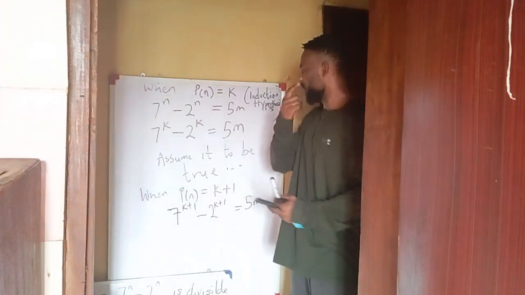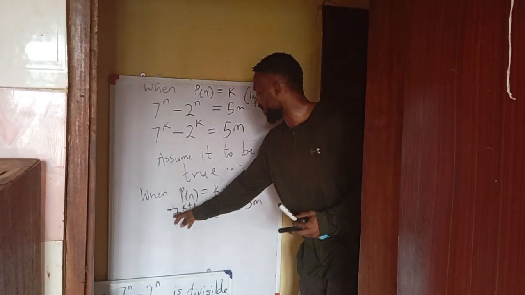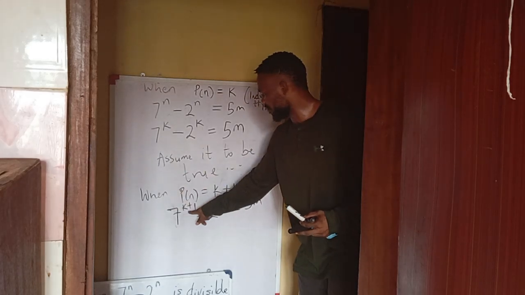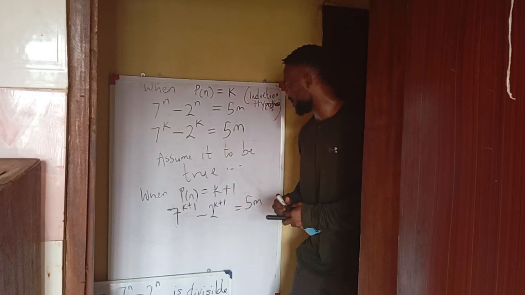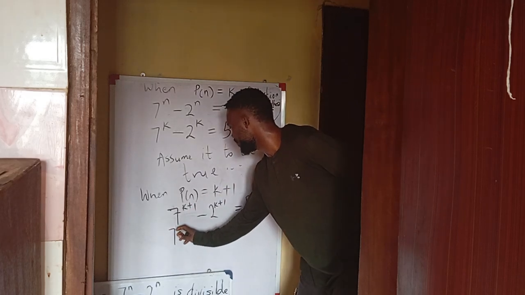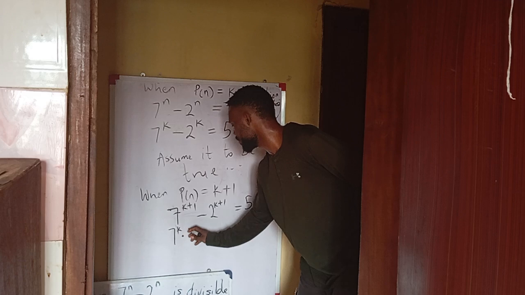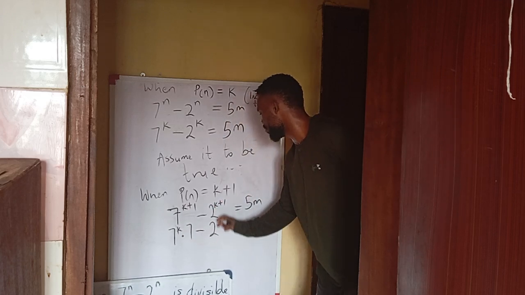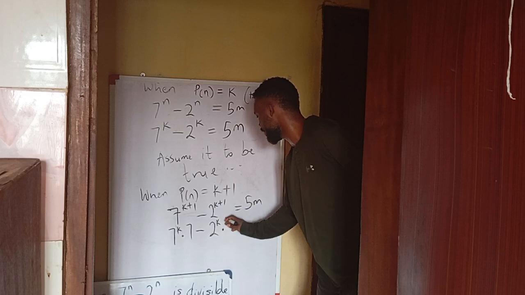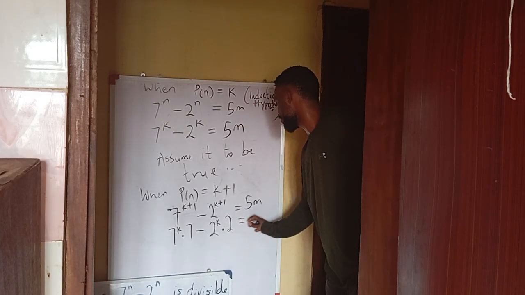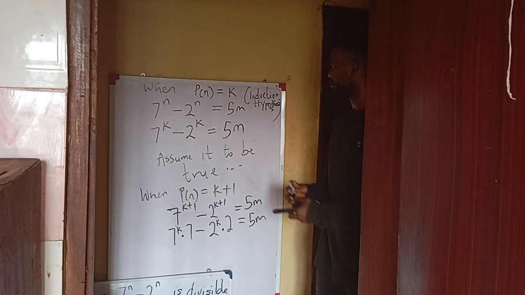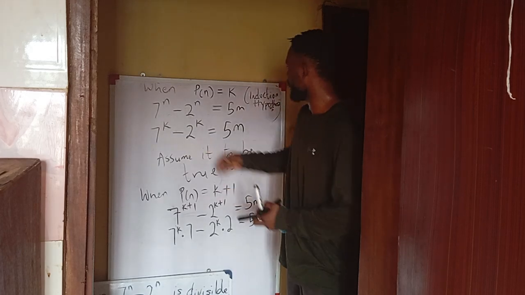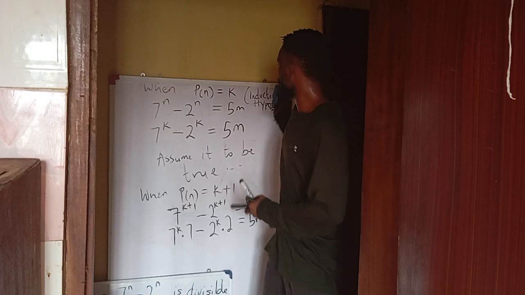But in this case, what you are going to be doing is you will check right here. 7^(k+1), this thing that I have here, is the same thing as saying 7^k times 7, minus 2^(k+1), which is the same thing as 2^k times 2, is equal to 5m. Alright, I want to have space, so I'll just leave this. I'll carry this thing that I have for P of k, so you'll be seeing it.